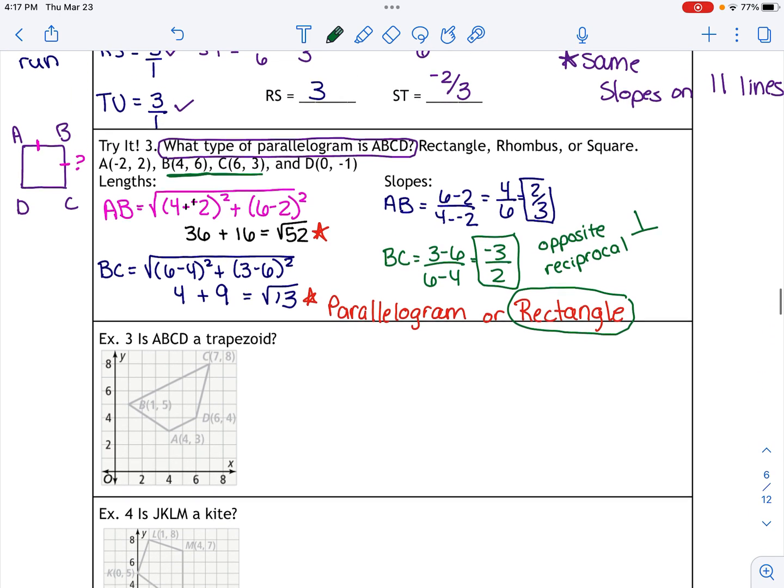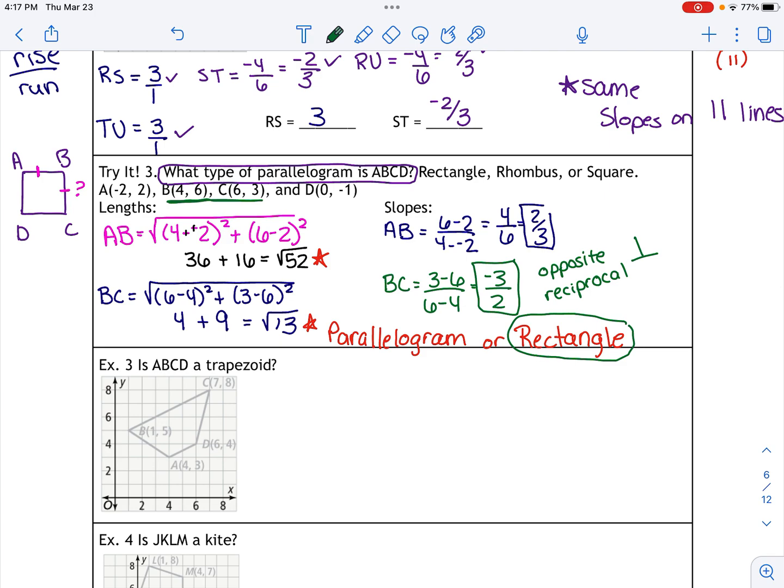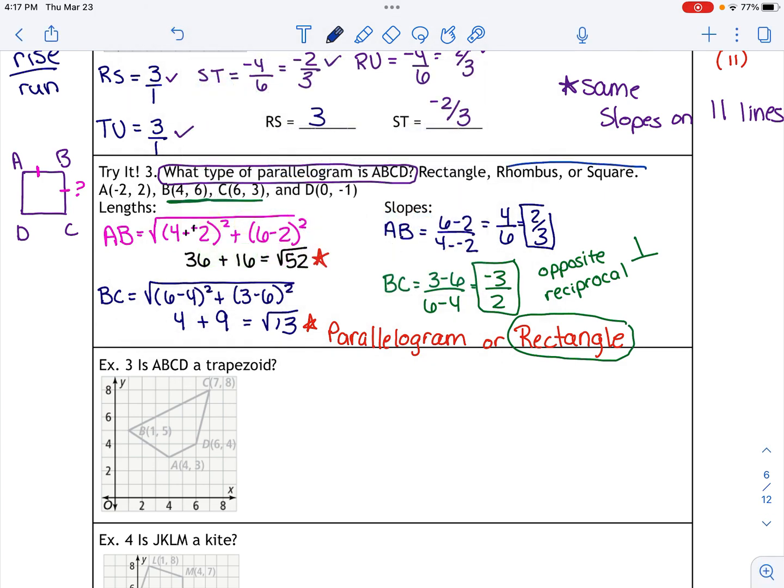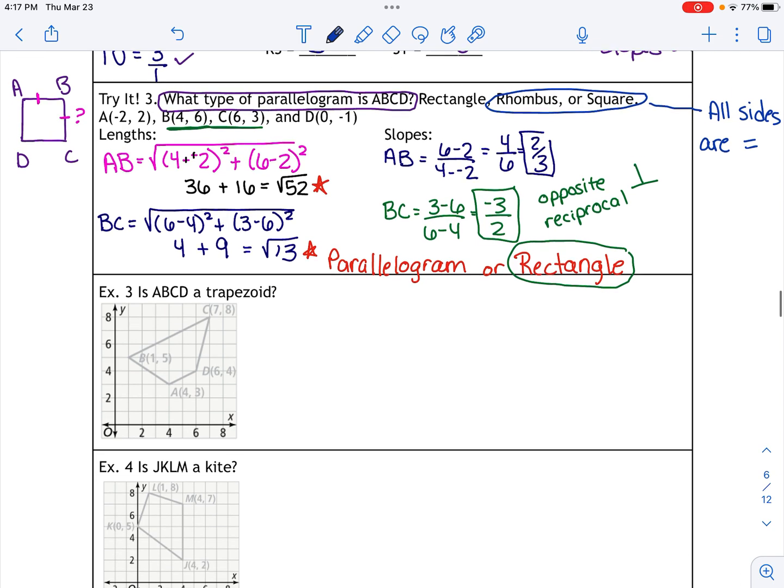Okay? On a rhombus and a square, all sides would be equal. So just kind of remember that off to the side. We'll say all sides would be equal. And on ours, we found that the sides weren't equal, and that's why we went for those 2 choices.